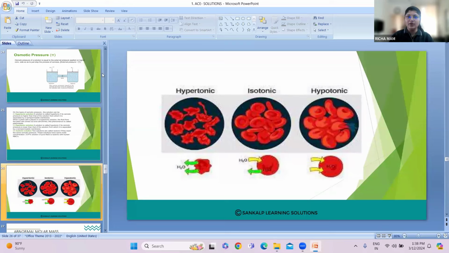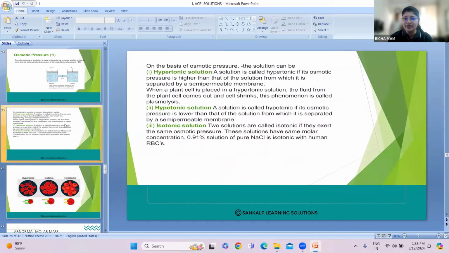For example, a 0.91% NaCl solution is called a saline solution. This saline solution is isotonic with the human RBCs. What is RBC? RBC is your red blood cell. So whatever saline solution is there, that is 0.91%, its concentration is such that it is isotonic.